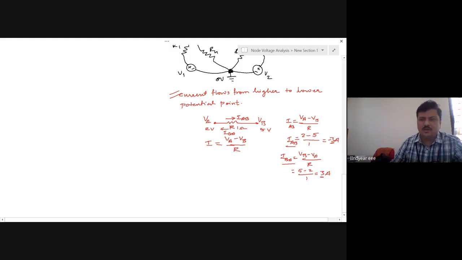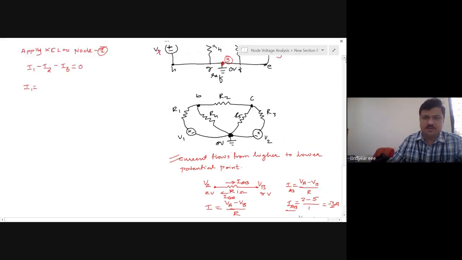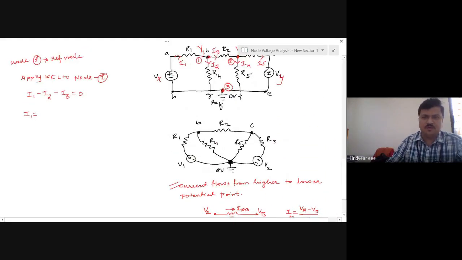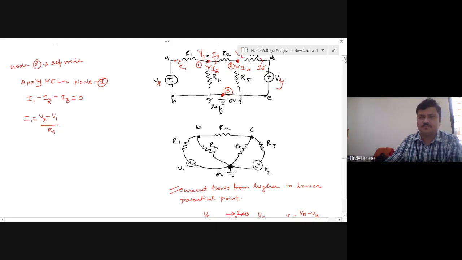But how I assume the current in a branch depends on this; depending upon this, I have to write the equation. Now here I assumed in this branch, in the circuit shown, the current to be flowing from Vx to V1. Therefore, I1 is what? Vx minus V1 divided by R1.